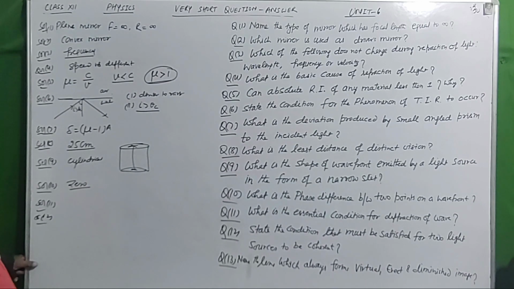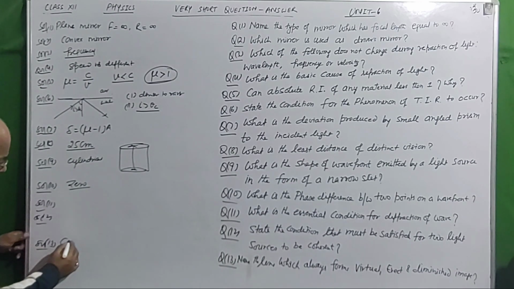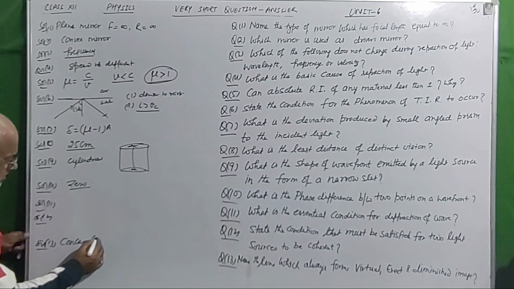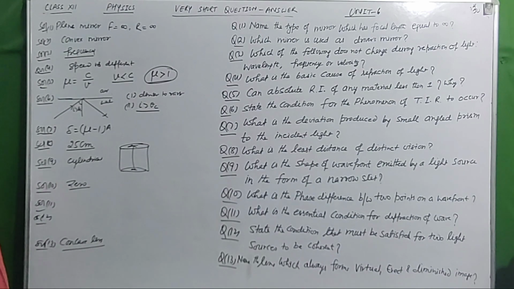Question 13. Name the lens which always forms virtual, erect and diminished image. That lens is concave lens. Concave lens always forms virtual, erect and diminished image.